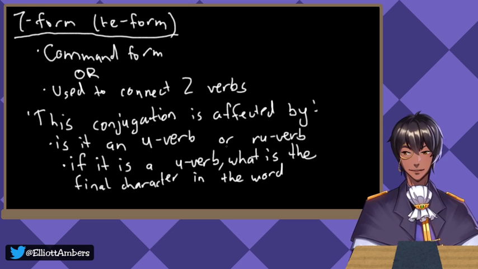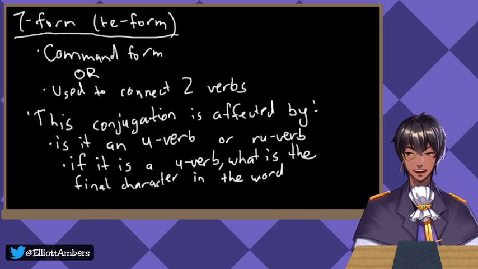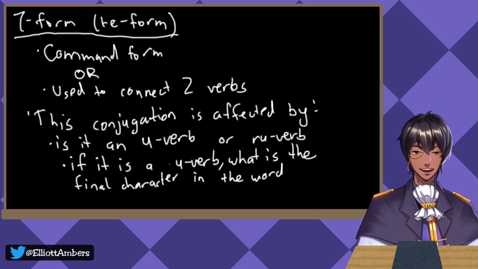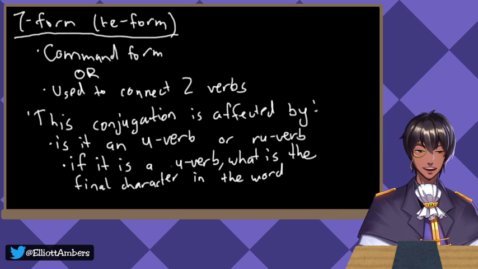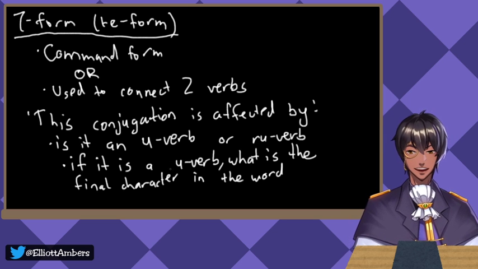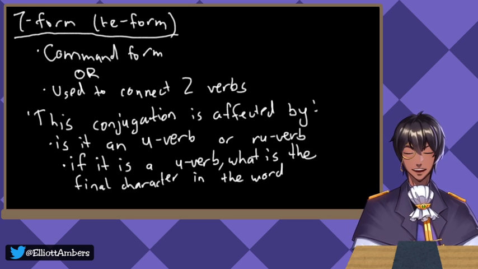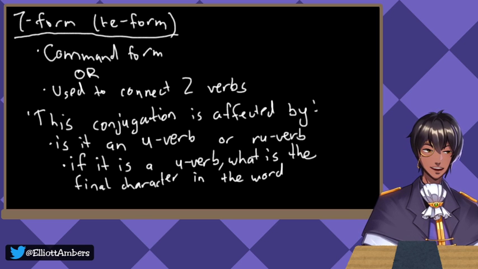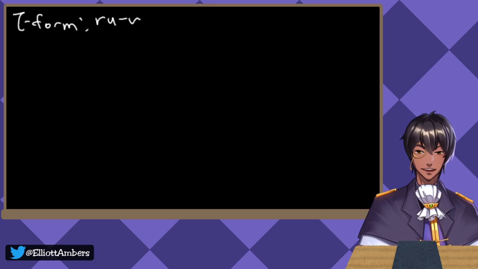So we already know the dichotomy between ru-verbs and u-verbs and their conjugations. But if it's specifically a u-verb, a verb that ends in a sound that is not ru, or usually we can also say godan or ichidan verbs, that's another terminology. That last kana, that last character, will tell us how the ending is changed. So let's talk about ru-verbs first, because they have a very specific, consistent rule that never changes. So te form, ru-verbs.